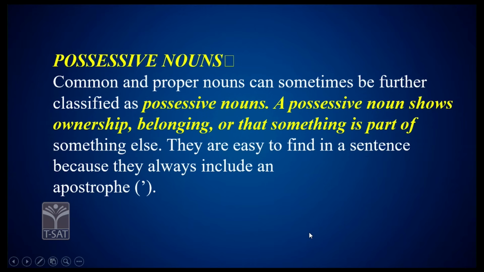We'll move on to the other category of nouns. They are called possessive nouns. Okay. Common and proper nouns can sometimes be further classified as possessive nouns. A possessive noun shows ownership, belongingness, or that something is a part of something else, right? They are easy to find in a sentence because they always include an apostrophe. These possessive nouns are always indicated with the apostrophe. If an apostrophe comes, you can easily categorize those nouns under the category of possessive nouns.